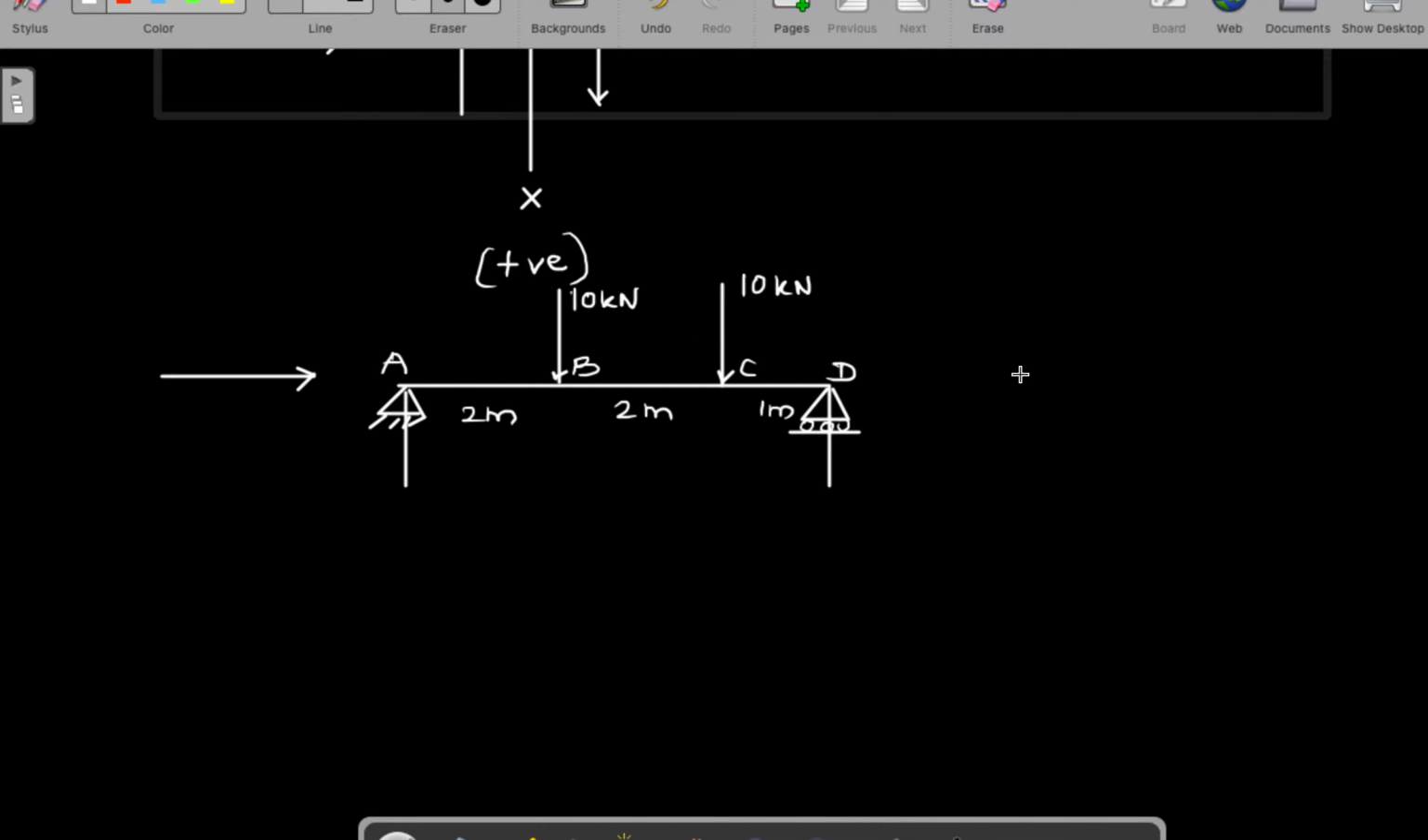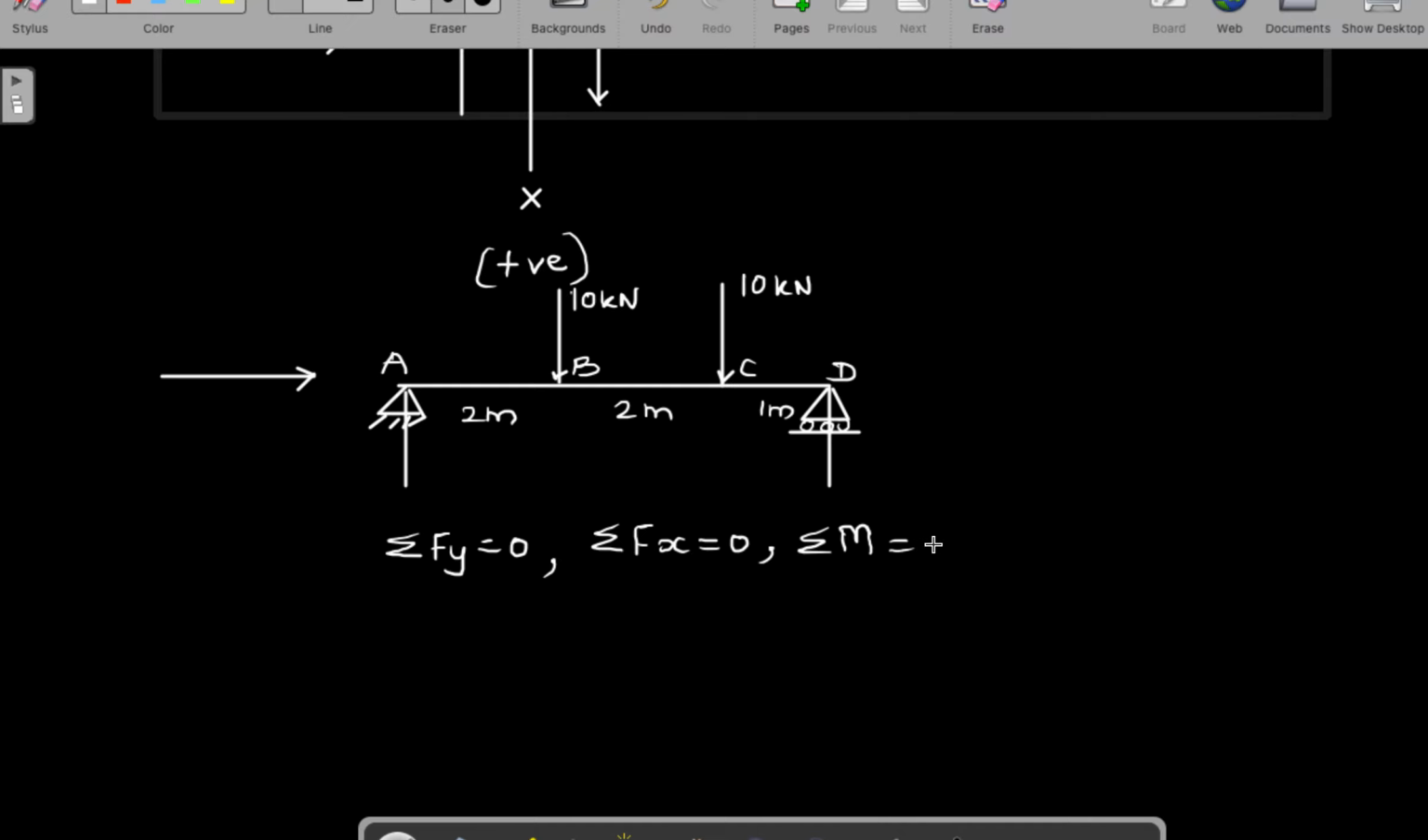When we have to calculate reactions, we always consider the equilibrium conditions, right? We have three equilibrium conditions to solve this problem: summation of forces in y direction is equal to 0, summation of forces in x direction is 0, and moment is 0.